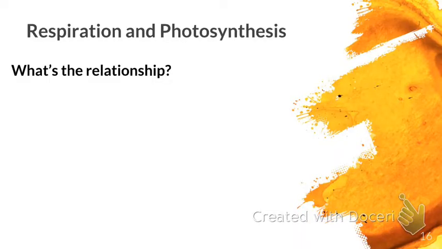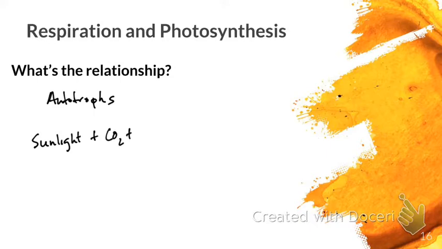What is the relationship? Well, it's almost like a cycle when it comes to autotrophs. So this is only for autotrophs, right? For autotrophs, they take in sunlight plus carbon dioxide plus water, and from that you create glucose and oxygen. So this is photosynthesis, right?